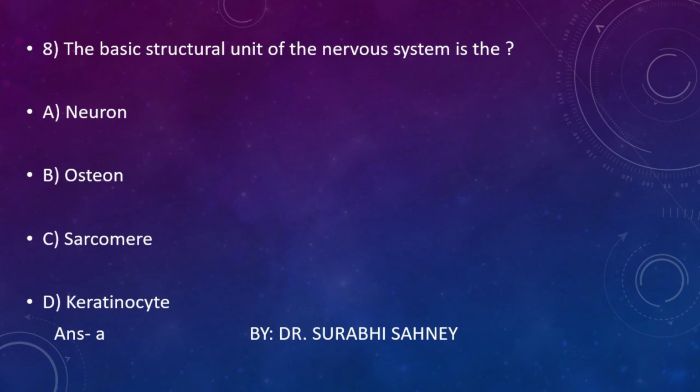The basic structural unit of the nervous system is, I think this is the very easy question. Option A, neuron. Option B, osteon. Option C, sarcomere. And option D, keratinocyte. So what do you think? What will be the right answer for this question? The right answer for this question is option A, neurons, because neurons are the basic structural unit of nervous system.